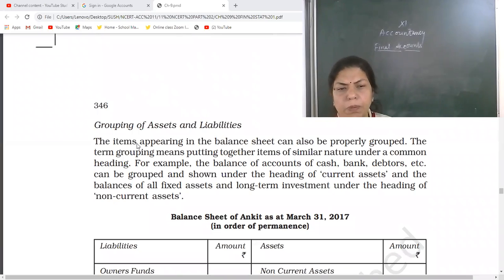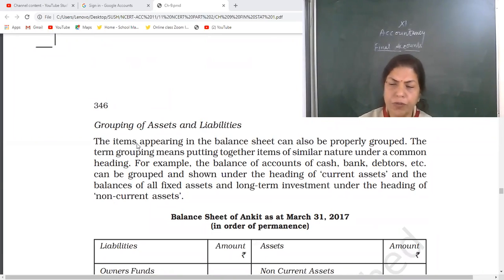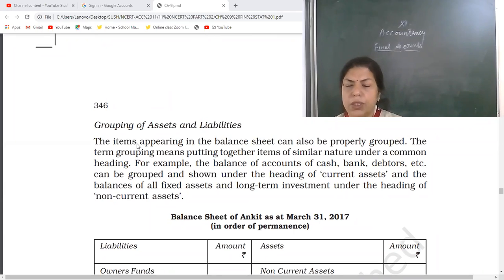Then the next topic is grouping of assets and liabilities. Grouping of assets and liabilities you will be able to understand in class 12, because there the assets are classified into NCA and CA, non-current assets and current assets, and the liability side is also classified as NCL and CL, that way.